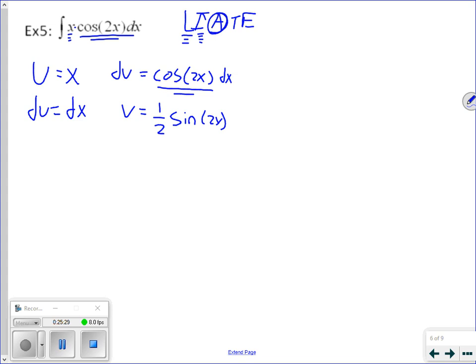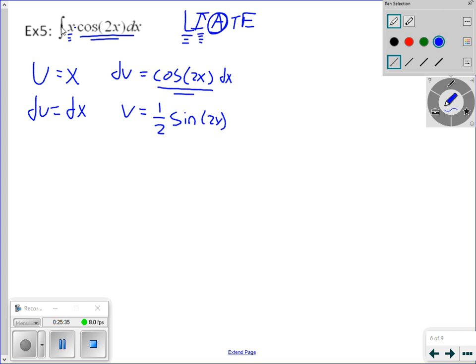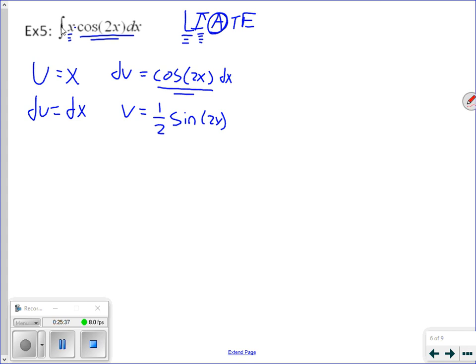Okay, so there you go. Now, we do our little line here. We're going to do dv, the integration of u dv, is equal to uv, or x times this quantity, which I'm going to write in order. I like to write it this way.